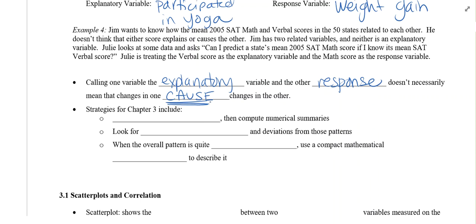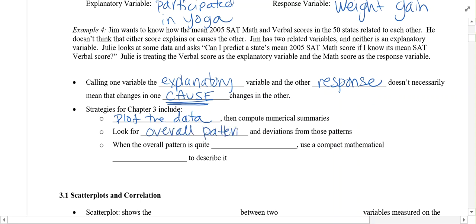So strategies for chapter 3 include, we're going to be plotting the data. Okay. And then compute numerical summaries. We're going to look for the overall pattern in our data and any deviations from those patterns. And really what we want to be seeing is a linear pattern is what we're going to be talking about this chapter. And then when the overall pattern is quite regular, so it follows a good linear pattern, and we'll talk about other nonlinear patterns, but we're going to use a compact mathematical model to describe it. So we're going to be able to fit a line to our data.